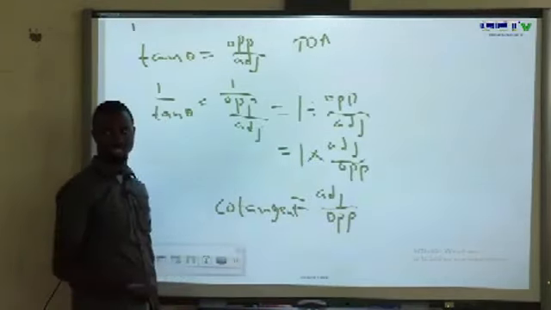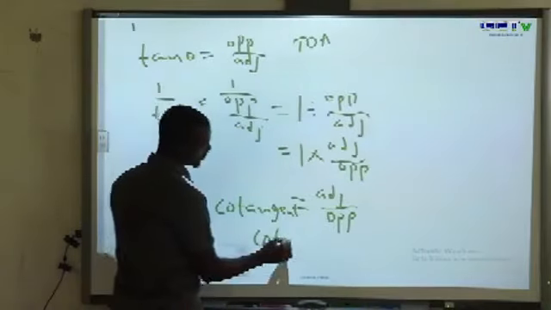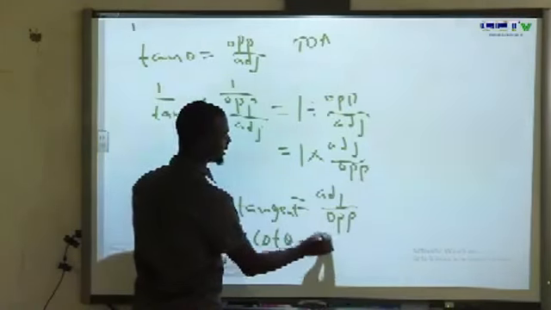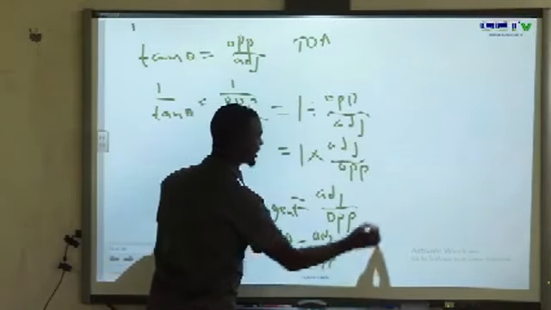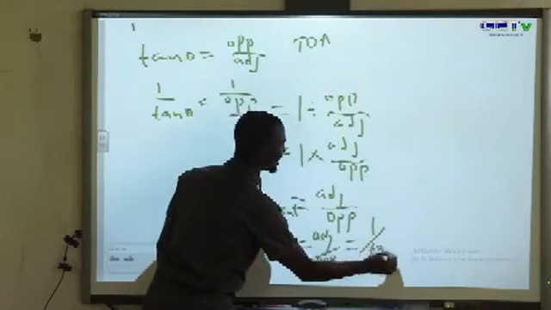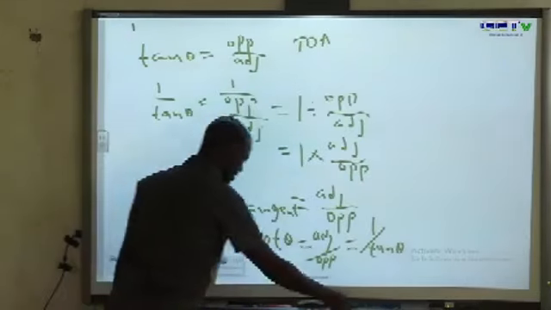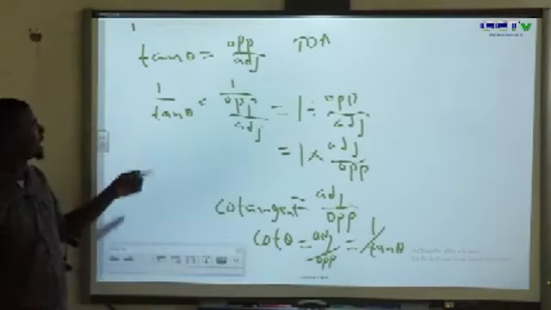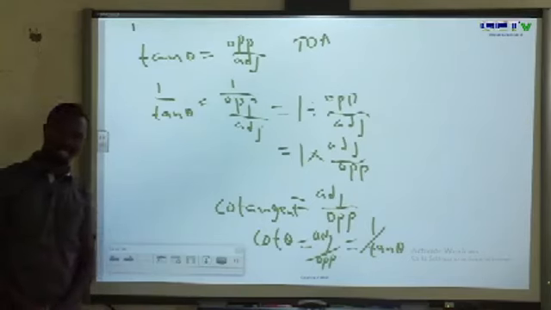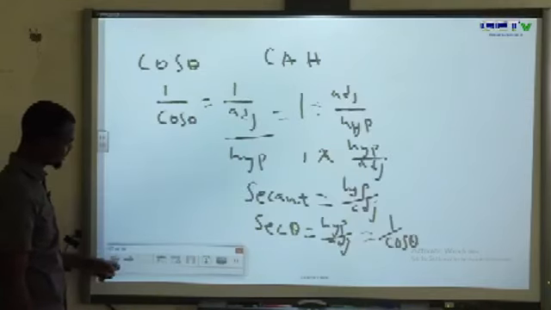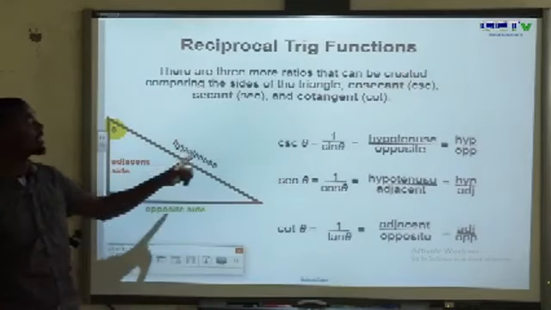Cotangent. So the short form of writing cotangent is cot. So cot theta is equal to adjacent over opposite, which is the same as 1 over tan theta as the reciprocal. So these are the 3 reciprocals. The reciprocal of sine is cosec, the reciprocal of cos is sec, and the reciprocal of tan is cotangent. So we have them here. That is what you have on this slide.